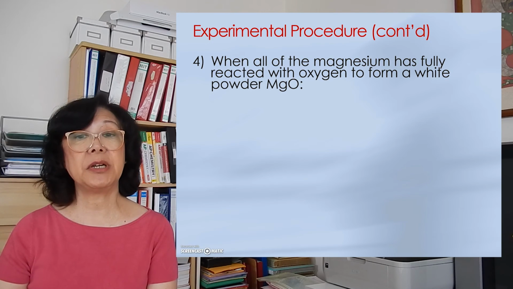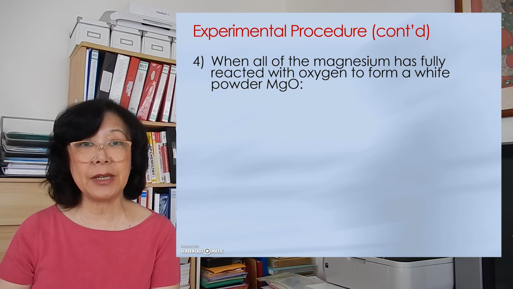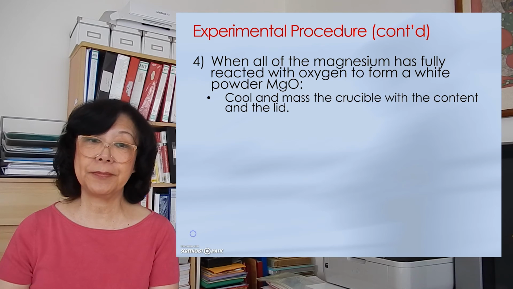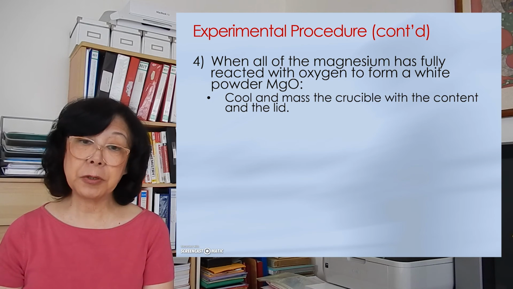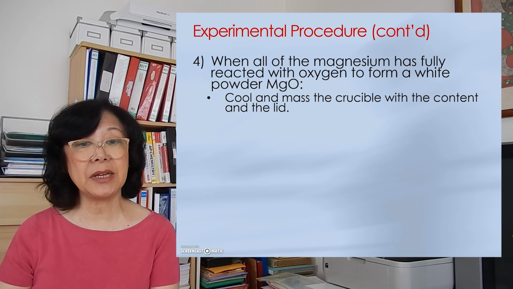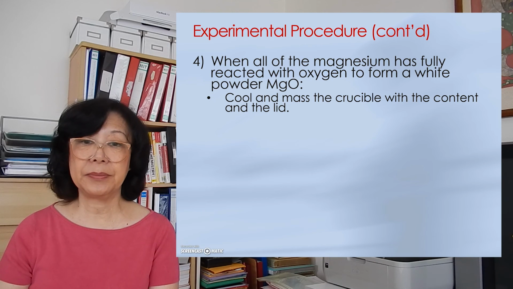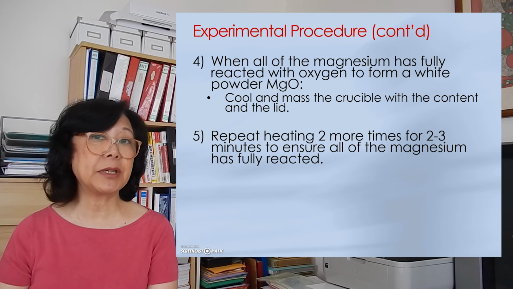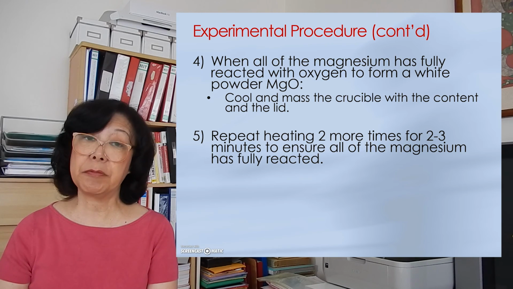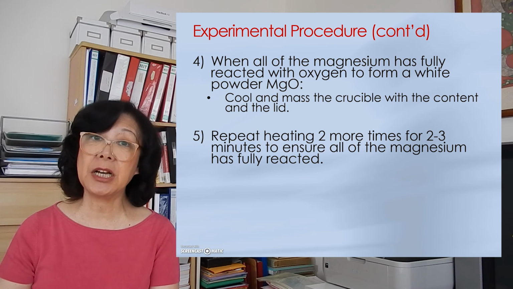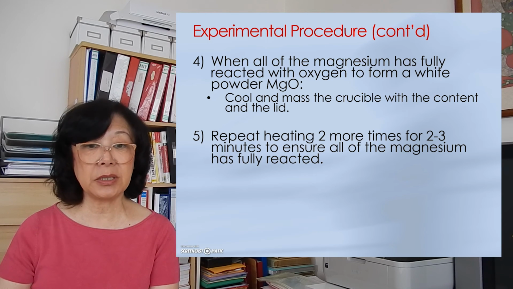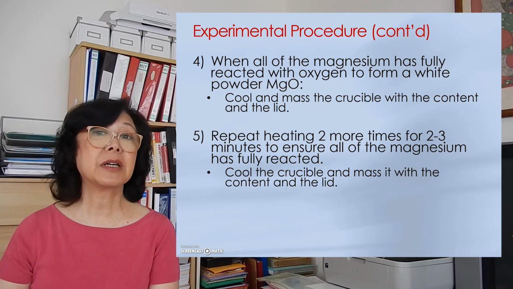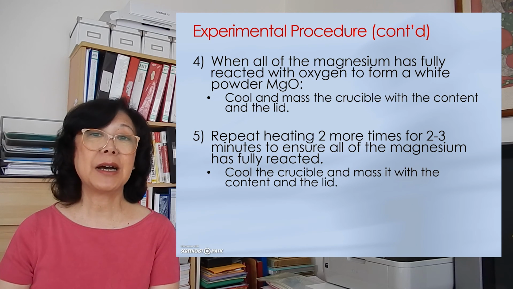When all the magnesium has fully reacted with oxygen in the air from the combustion, a white powder, magnesium oxide, will be formed. And we should cool the crucible and mass it again with the contents and the lid. Now we should repeat the heating a couple more times until we get a constant mass, because we want to be sure that all the magnesium has been converted into magnesium oxide. And if we want to get more data, we would do a couple more trials to get other results.